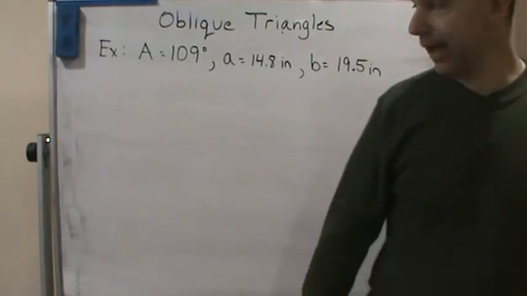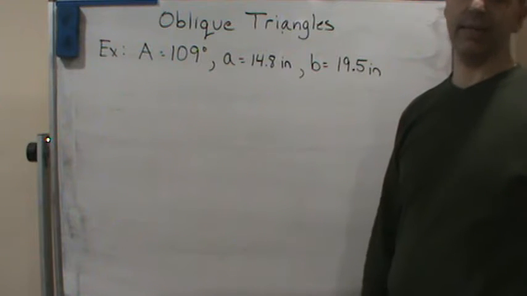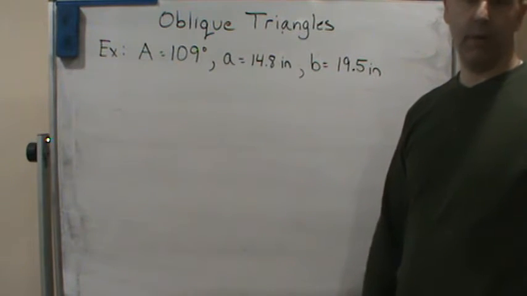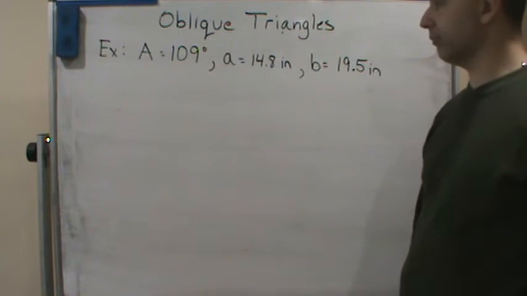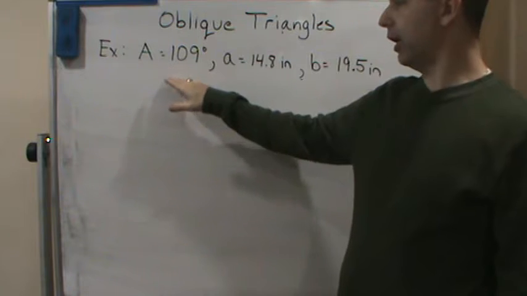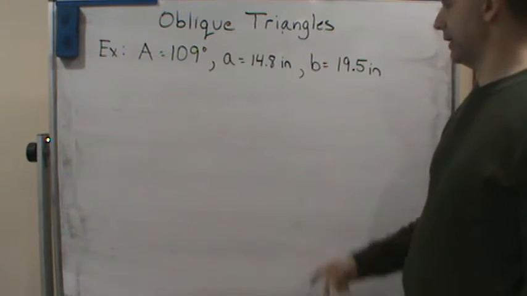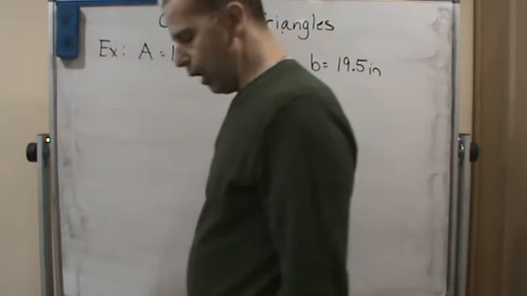Okay, so welcome back. Now, in this example, we're given these parts of the triangle, a potential triangle, if you will. Okay, so we're given an angle of 109 degrees. A is 14.8 inches and B is 19.5 inches.